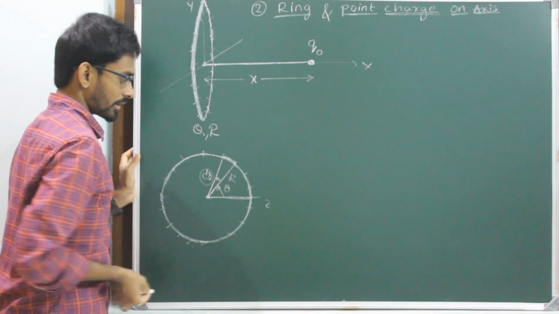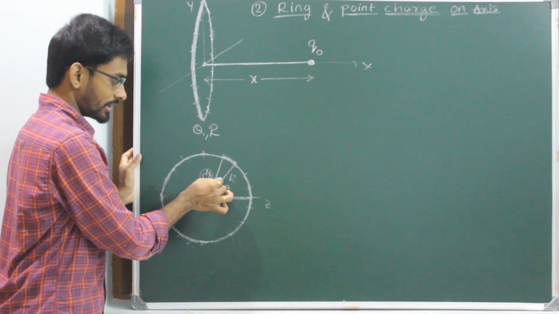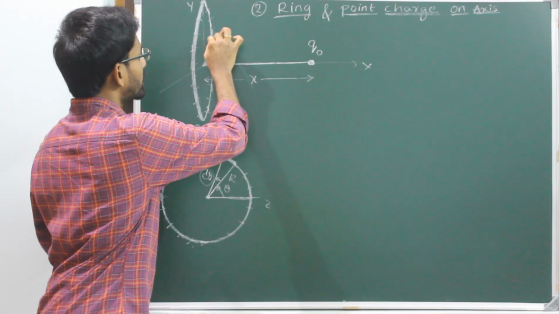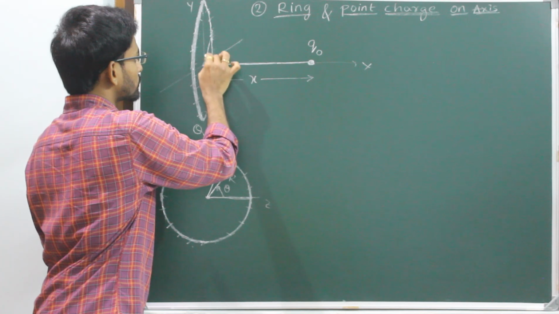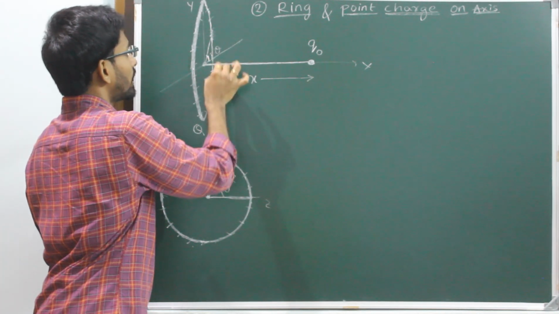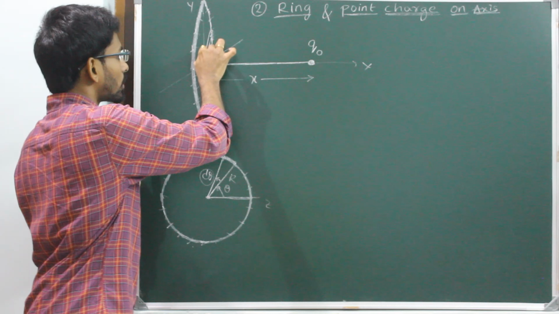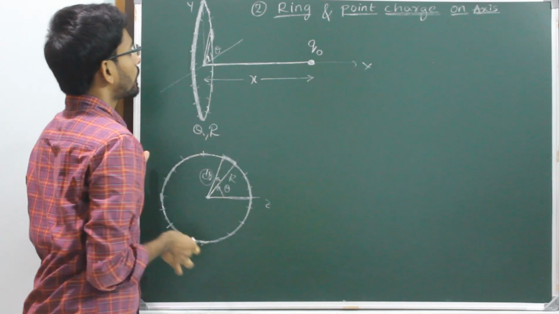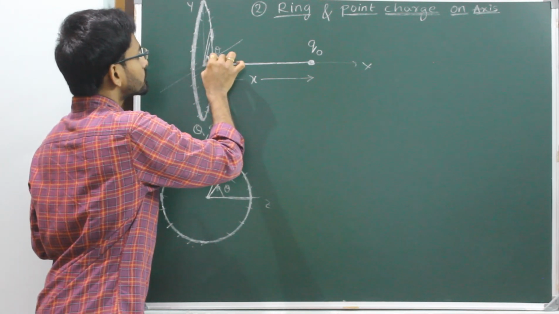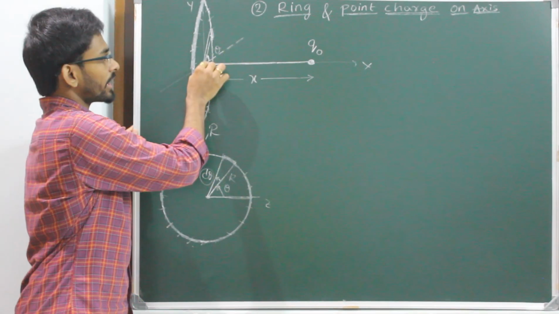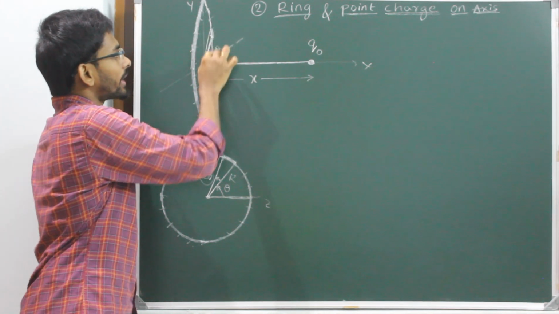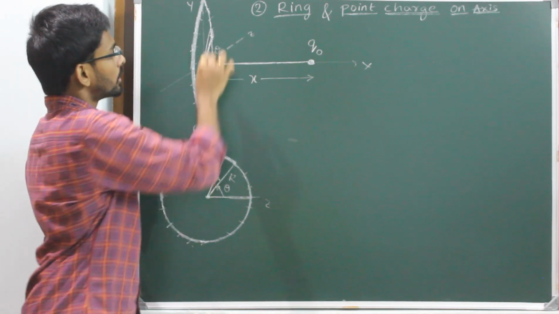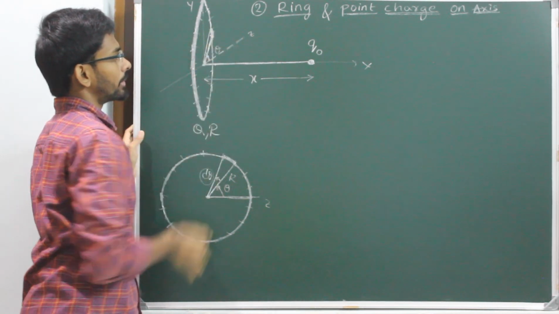So this is a ring of radius r. Now at an angle theta, I have taken d theta. So we have chosen the element. So this is our element, at an angle theta with this one. This angle is theta, and we are changing it by a small angle d theta. So this is the element. In this diagram, the element is at an angle theta with this z axis and makes an angle d theta. Okay, so this is my element.